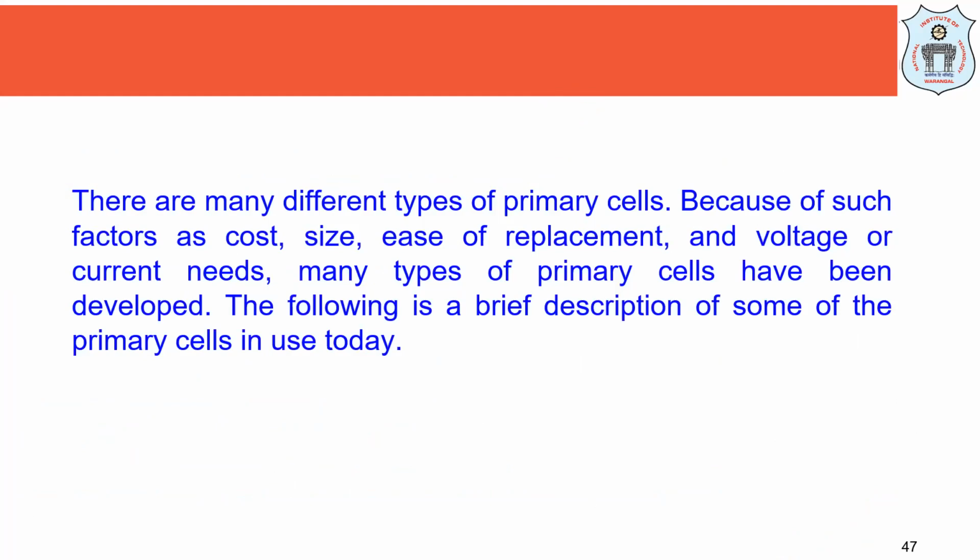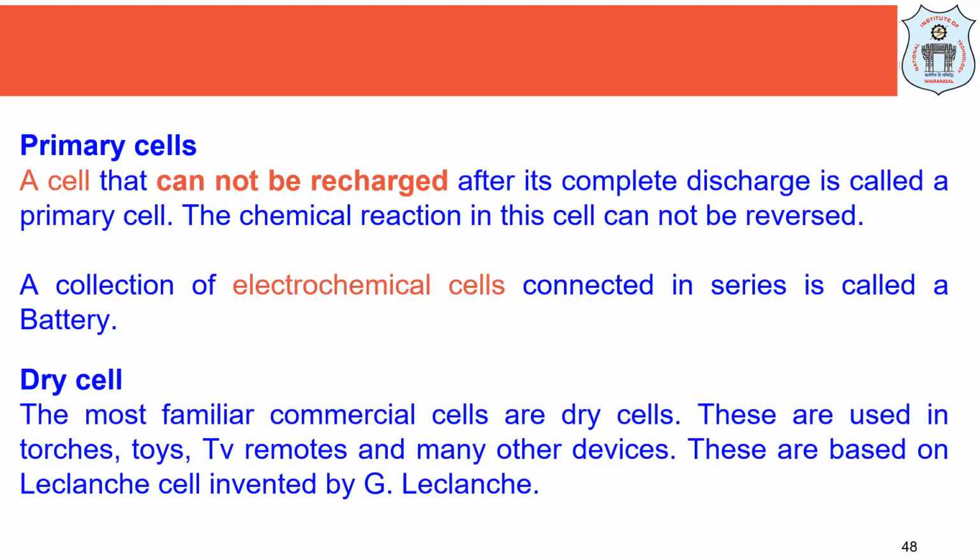We have different types of primary cells, and based on cost, size, ease of replacement and voltage or current needs, many types of primary cells have been developed. So we have a brief description of some of the primary cells being used. What is a primary cell? A cell that cannot be recharged after its complete discharge. The chemical reaction in the cell cannot be reversed. And when you have n number of cells connected in series, they are called a battery.